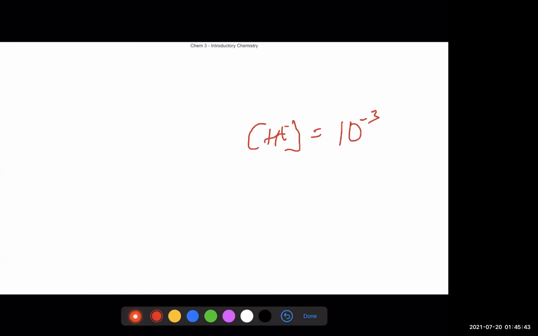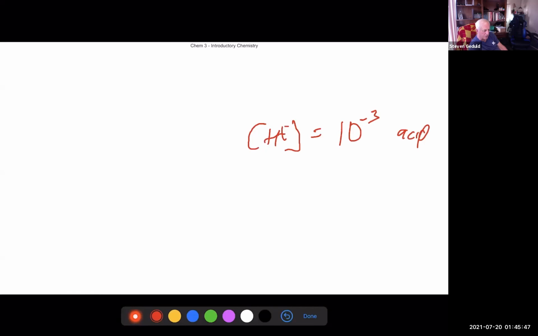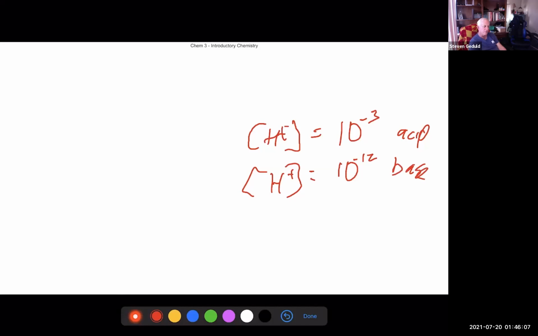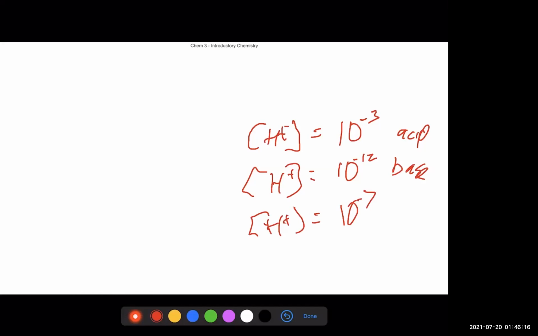Acid, perfect. It's greater than 10 to the minus 7. H plus concentration equals 10... Shoot, new pH. 10 to the minus 12, acid or base? Base. Right. If H plus equals 10 to the minus 7, acid, base, or neutral? Neutral.